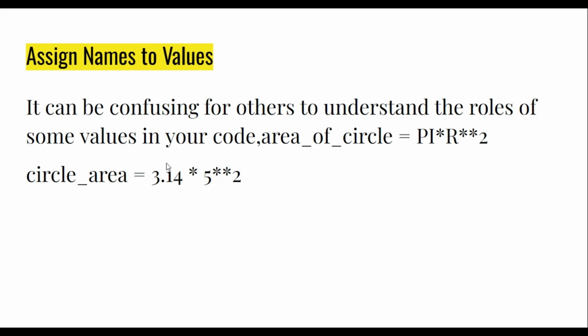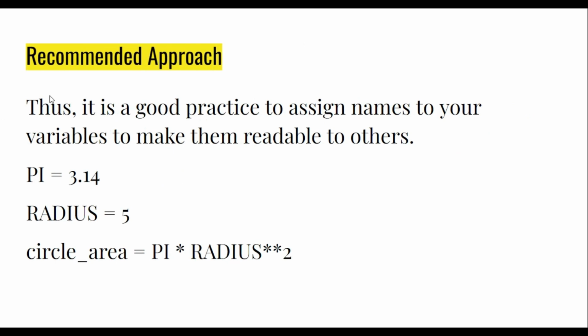So instead of writing code in this way, what you have to do is take variable names, and in those variable names you have to give these values. For example, for this 3.14 you have to take a separate variable, that is pi. Then for radius also you have to take one separate variable, store this radius in it, and then use this formula in this way. So this is the recommended approach.